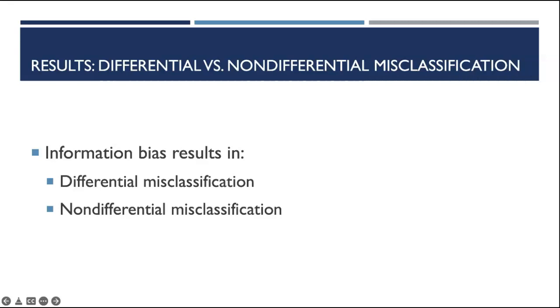Now I want to get into how exactly information bias can affect our results. Information bias can result in what we call differential misclassification or non-differential misclassification. Misclassification in general is when an individual is miscategorized into the wrong exposure or disease status. So in truth, they are a specific exposure or disease status, but they get incorrectly placed into the wrong category.